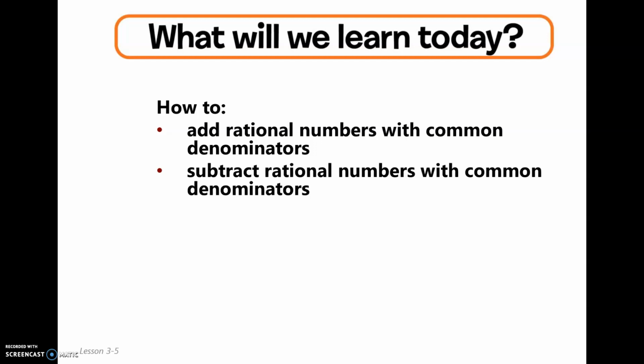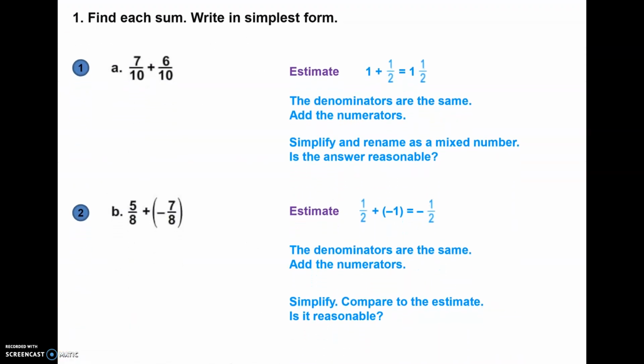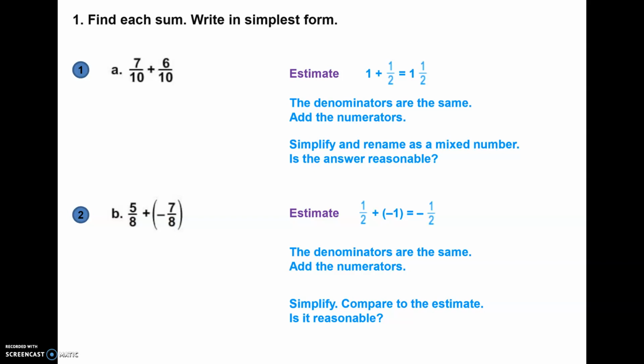Good morning. Today we're learning about adding and subtracting with rational numbers, so fractions again. We're going to add and subtract when we have common denominators. You probably remember hearing about getting common denominators. Whenever we add and subtract fractions, we have to have a common denominator. So today we're going to look at just that first part of it. When we already have a common denominator, how do we add and subtract?